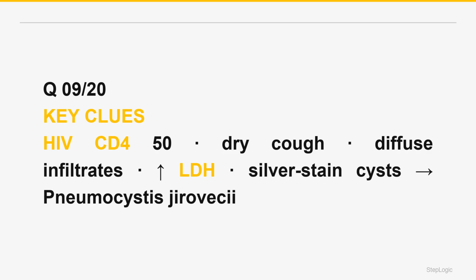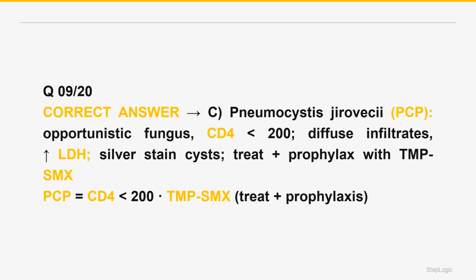The presentation is a subacute, gradually worsening dry cough and dyspnea with marked hypoxemia, diffuse bilateral interstitial ground-glass infiltrates, and a characteristically elevated LDH. The correct answer is C. The diagnosis is made by staining bronchoalveolar lavage or induced sputum. Methenamine silver or immunofluorescence reveals the disc or cup-shaped cysts.